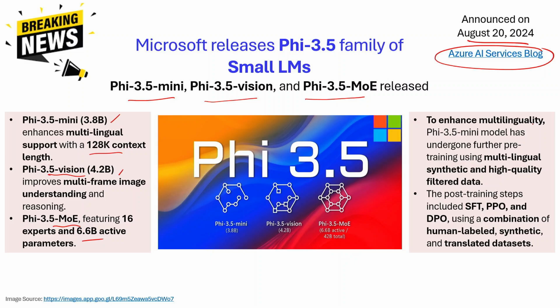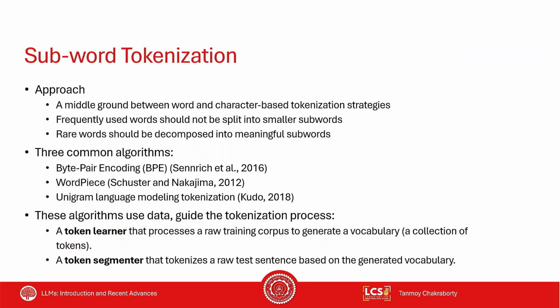Now in all these methods that were proposed here, you see that these models have undergone further pre-training using different types of strategies like multilingual synthesis, high quality filtering, and so on and so forth, with human alignment like SFT, PPO, DPO, and a combination of various things, human labeled, synthetic, and translated datasets. So this is the link. As I mentioned, you can go through the link and you can download these models.